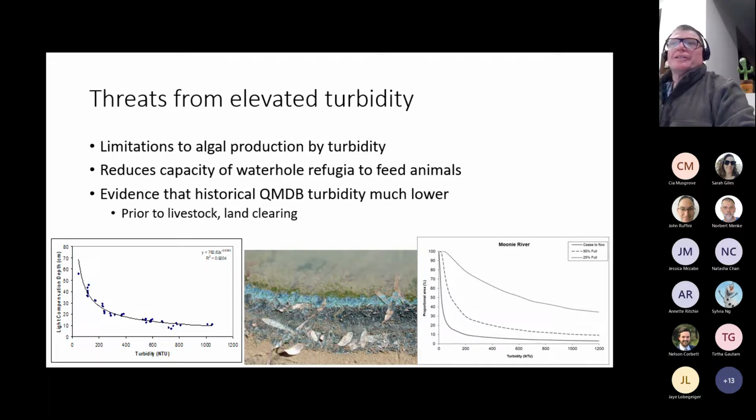Some of our work has quantified how turbidity does affect the available habitat for algal production, and the plots you can see at the bottom are the general relationship between light penetration to a depth where algal production is possible versus turbidity, and you can see it's a log relationship. And for a particular waterhole, how turbidity influences the potential production of algal food resources in that waterhole at different depths, different stages in the drying process.